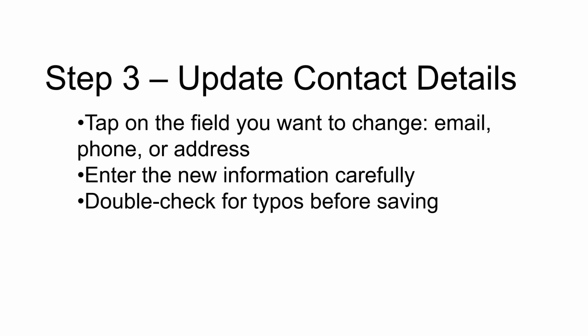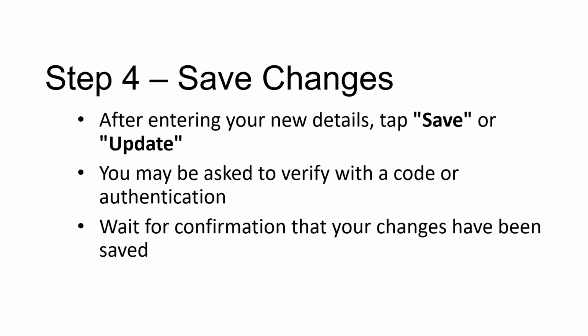Just tap on the field you want to change: email, phone, or address. Type in your new details carefully and double check for any mistakes. Once you're done, hit the Save or Update button.